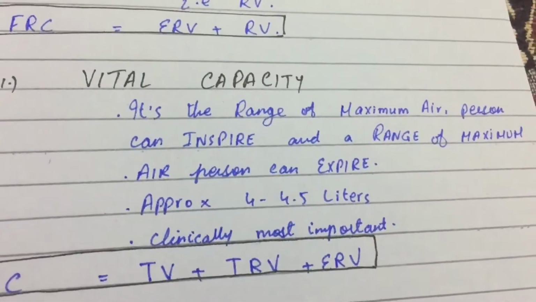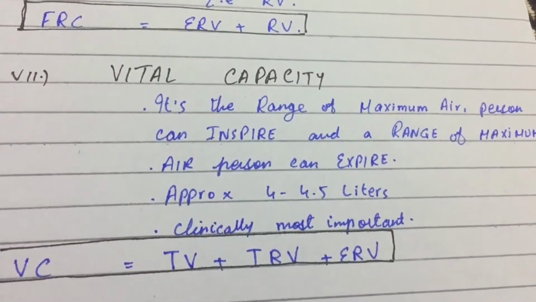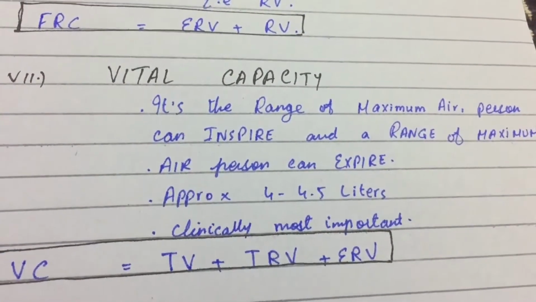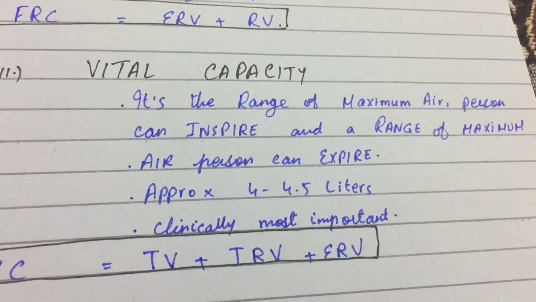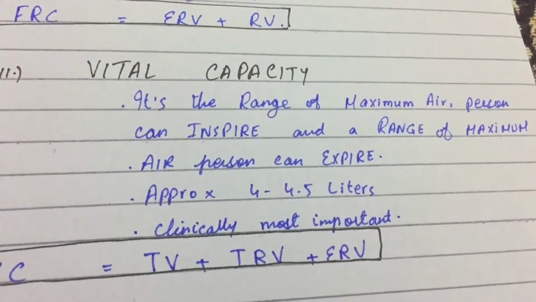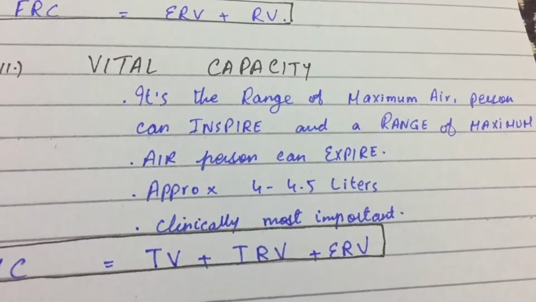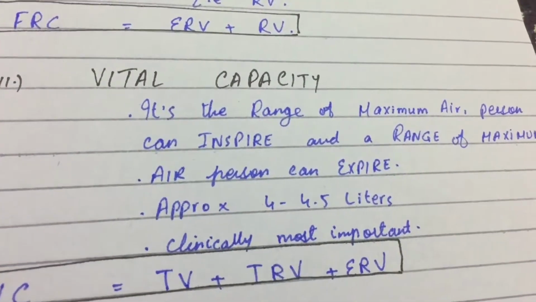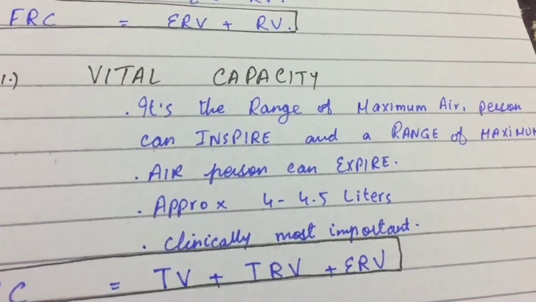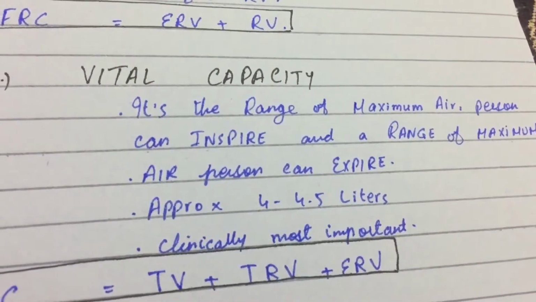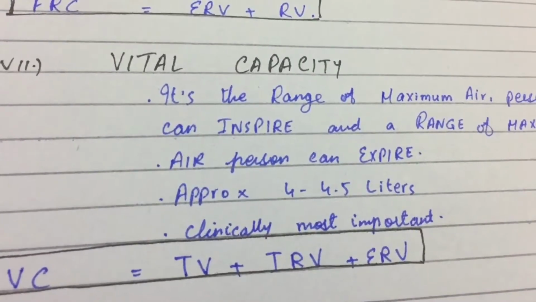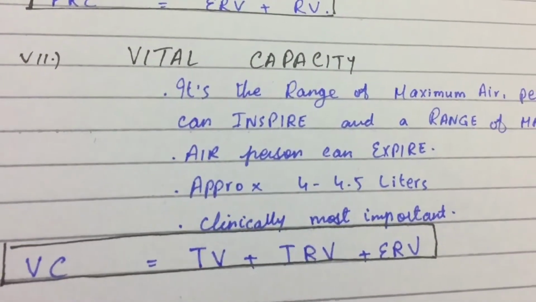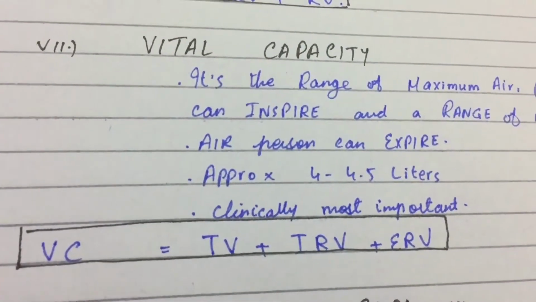Vital capacity is another capacity that we get by adding the tidal volume with inspiratory reserve volume and expiratory reserve volume. It's clinically important because it defines our patients, and it's the maximum. It's actually a range of maximum air that a person can inspire and a range of maximum air that person can expire. Approximately it's around 4 to 4.5 liters. And again, it's clinically the most relevant capacity.